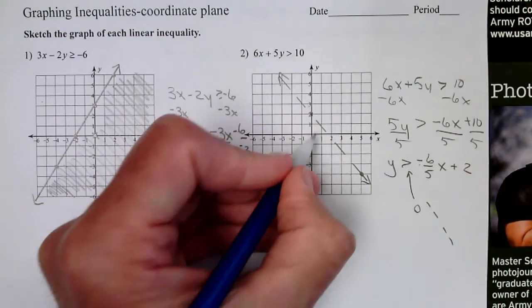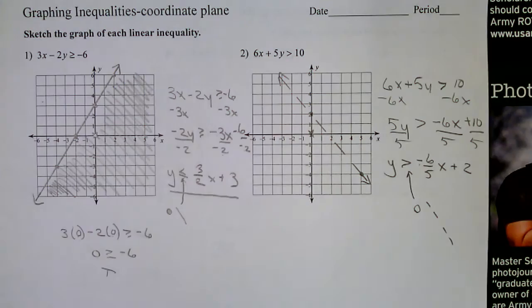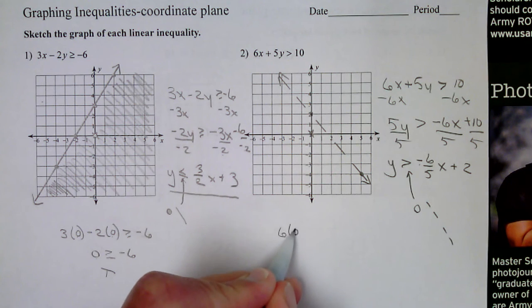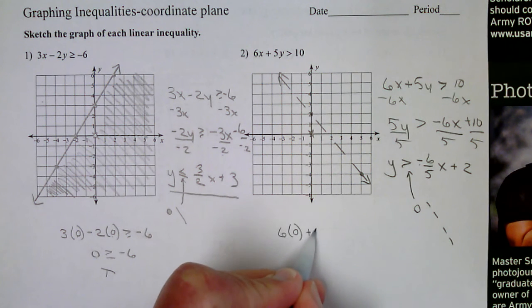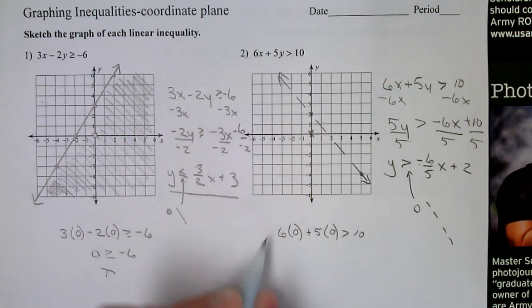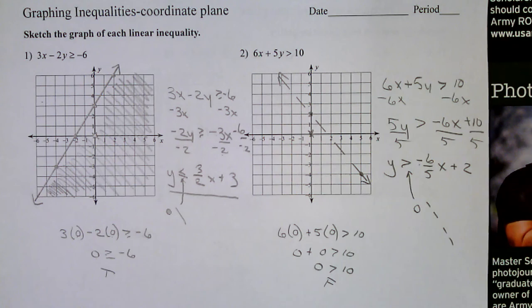Now, same thing as the problem before. We're going to take that 0, 0. I'm going to take that point, and I'm going to plug those coordinates into my original equation. 6 times 0 plus 5 times 0 has to be greater than 10. In this case, I end up with 0 plus 0 is greater than 10. So 0 is greater than 10. And this time, this is false. Okay? 0 is not greater than 10. It's less than 10.